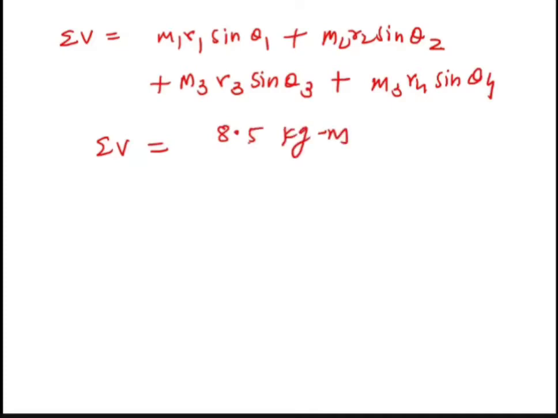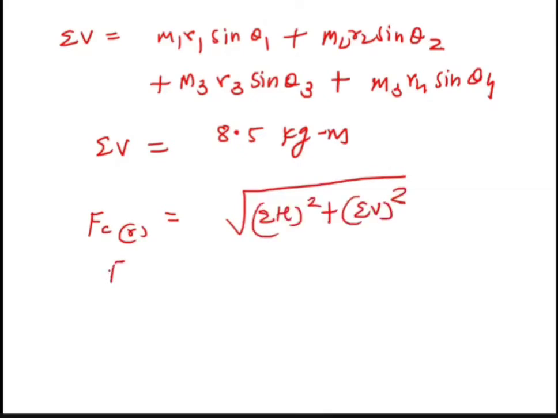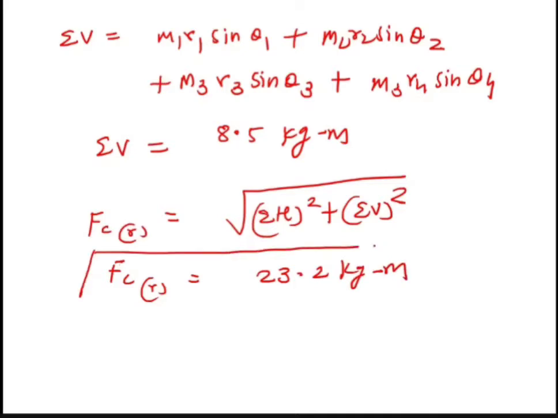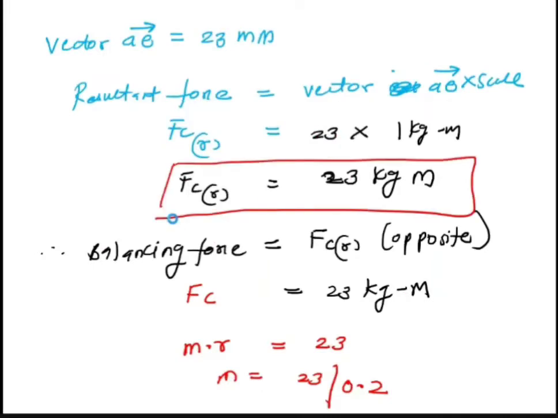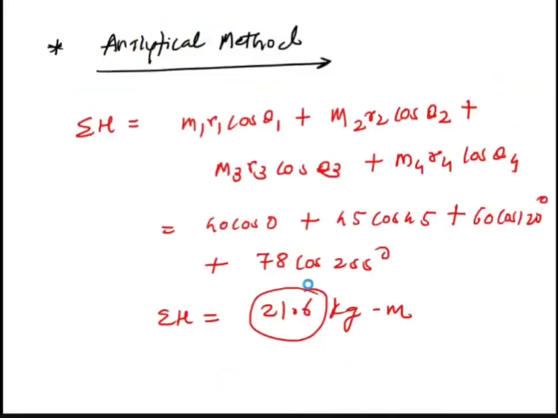Put all the values as usual and then find the resultant FC. What is the resultant FC? Square root of summation of H square plus summation of V square. So from this you are getting the resultant centrifugal force FC is equal to 23.2 kg meter. After measurement, what was the answer by the graphical method? By the graphical method, the answer was 23, and by the analytical method, my answer is 23.2. So it is close.